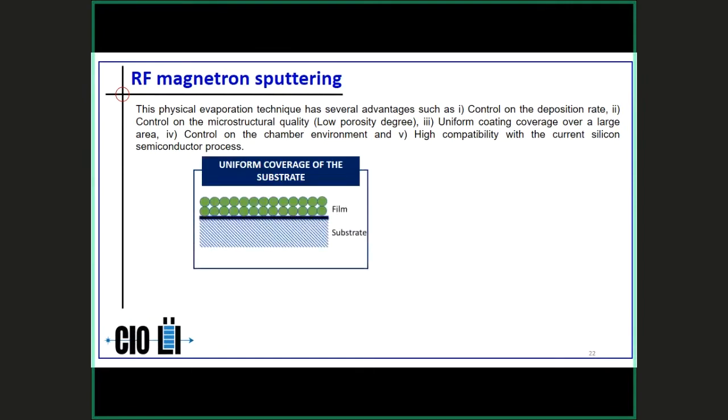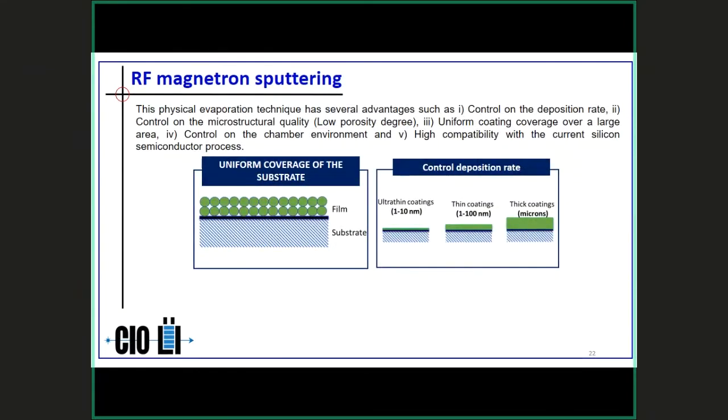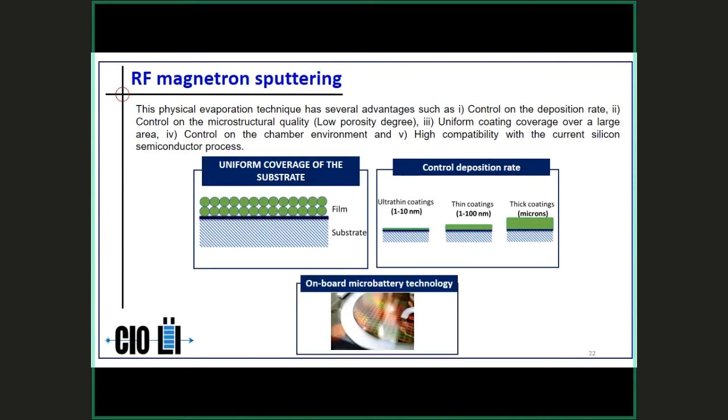for example, as we can see in this diagram, it allows the complete coverage of large surface areas. This is something that the industry wants. Also, you have control of the deposition rate. You can produce ultra-thin cathodes, thin cathodes, or thicker cathodes. And finally, sputtering is compatible with the semiconductor industry. In fact, this technique is used now for the electrical contacts of a transistor or a capacitor inside of the silicon processors.